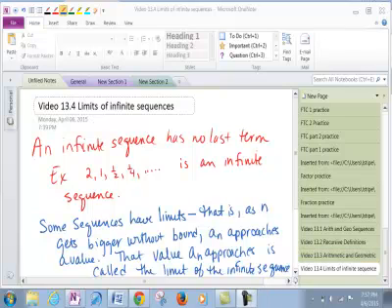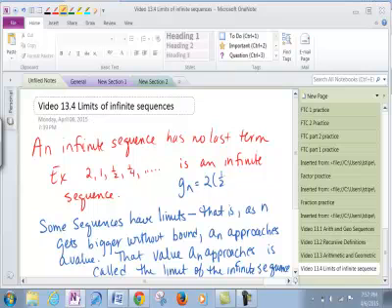Today's video is limits of infinite sequences. Start out with a definition: an infinite sequence is a sequence that has no last term. So up on the screen I have an example for you. The sequence that starts with 2, then 1, then 1/2, then 1/4 is an infinite geometric sequence. We could write this sequence as g sub n equals 2 times 1/2 to the n minus 1.